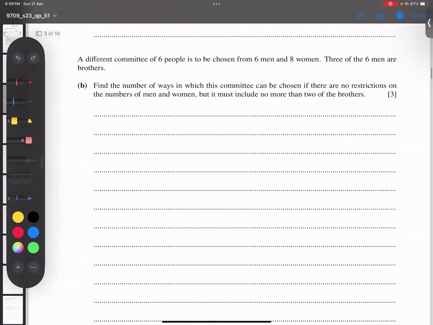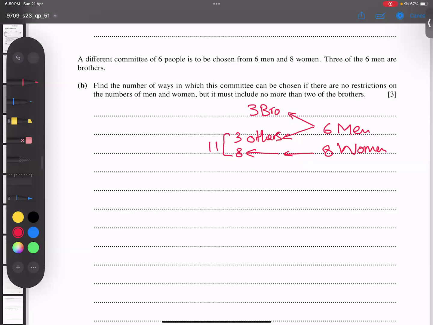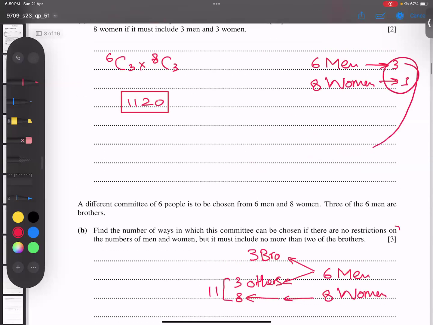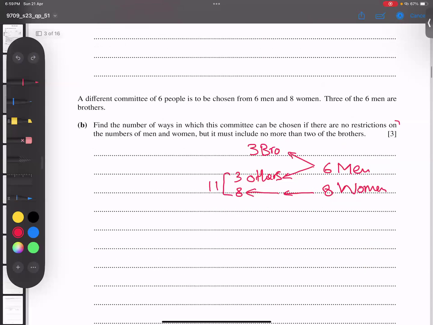and bring it down. But here, 3 are brothers and 3 are others. And these 8 are as well. So 3 others, I can say, and these 8 become 11, because he said there is no restriction on the number of men and women. Like the previous part, where we were restricted to 3, but in this question there is no restriction.